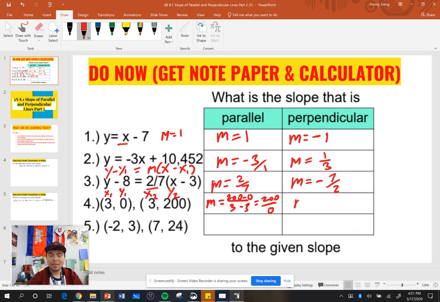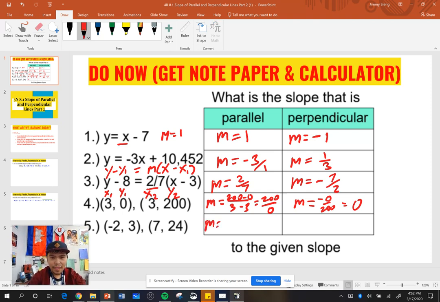So what's perpendicular to the slope of number 4? That would be your 0 slope, right? Or you can see that we could do the opposite, which could be negative, and then reciprocal is 0 over 200, which just translates as 0. Okay, class? Okay, last one, number 5.